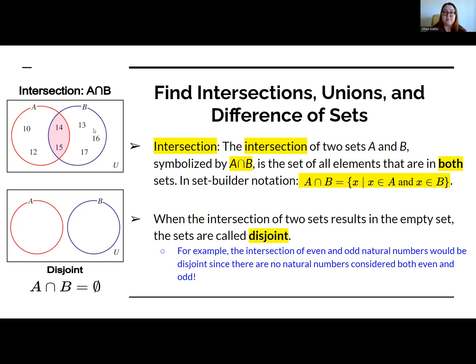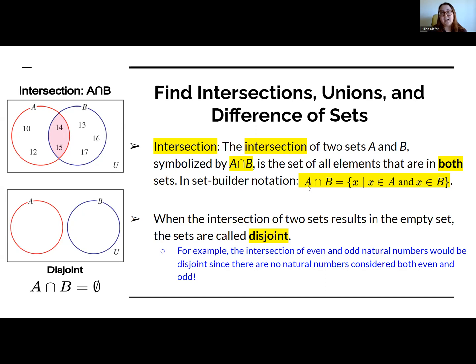If we look at this picture here, any number in the circle is considered an element of the set. So we would say the set A contains 10, 12, 14, and 15. They're still within the red circle. Now for the blue circle, we have B. Everything in set B would be 13, 16, 17, 14, and 15. It's still within the blue circle. So we see that within those two sets, they share the elements 14 and 15. Those are the elements found in both of the sets. That would be the intersection.